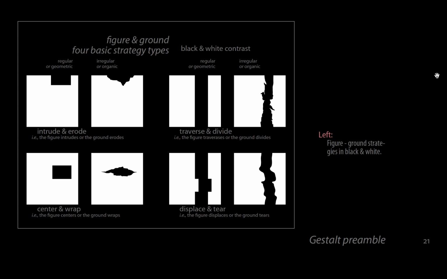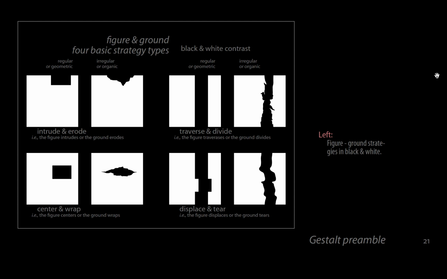These are some 4 basic strategy types for using figure ground. So in the top left, you have an intrude or erode. You can see just by modifying that black portion coming into the white ground, if something is intruding or if it's eroding. Then to the right of that, you've got traverse or divide. Just by the different figure that is overlaid on the white square, you get a different reading of whether it is traversing or dividing that square.